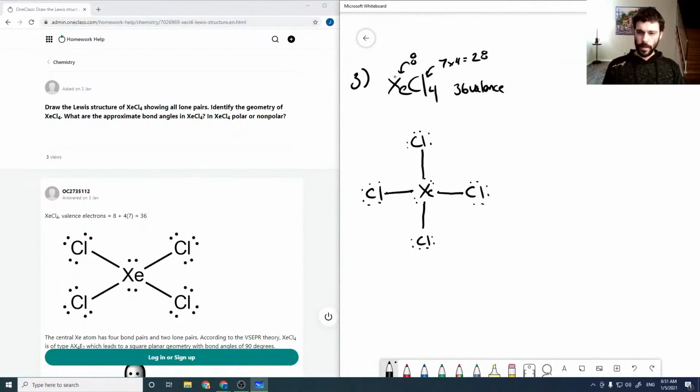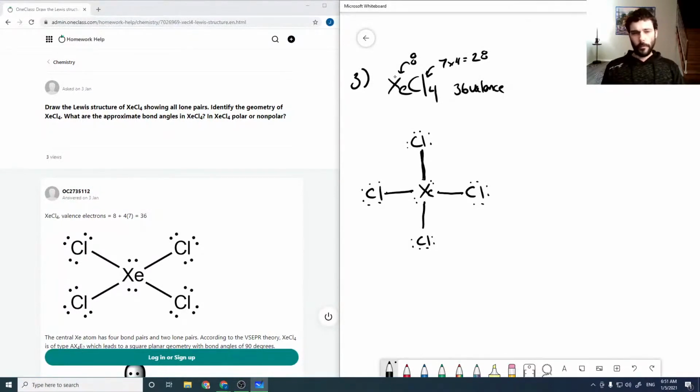And so obviously we can't really count the octet for xenon because this is an expanded octet. And so then there's our bonds. If we count everything up, there's 8, 16, 24, 32, plus 4 is 36.